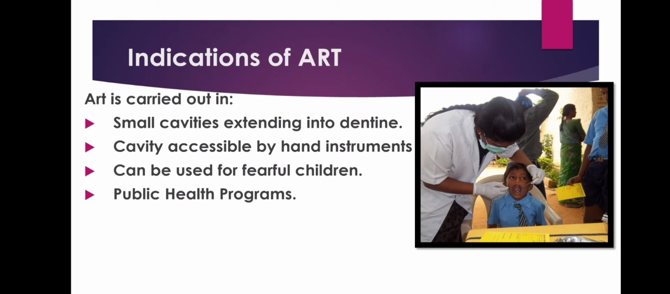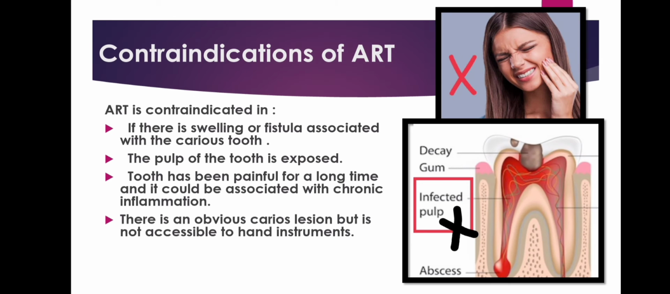Indications of ART. ART can be used in the places with minimal facilities. It can be carried out in small cavities extending up to dentine. In those carious lesions which are accessible to the hand instrument, ART is used in public health programs. Contraindications of ART. ART should not be used under the following circumstances: in the presence of swelling or abscess or fistula near a carious tooth, if the pulp of the tooth has been exposed, if the tooth has been painful for a long time, or the lesion is inaccessible to the hand instrument.